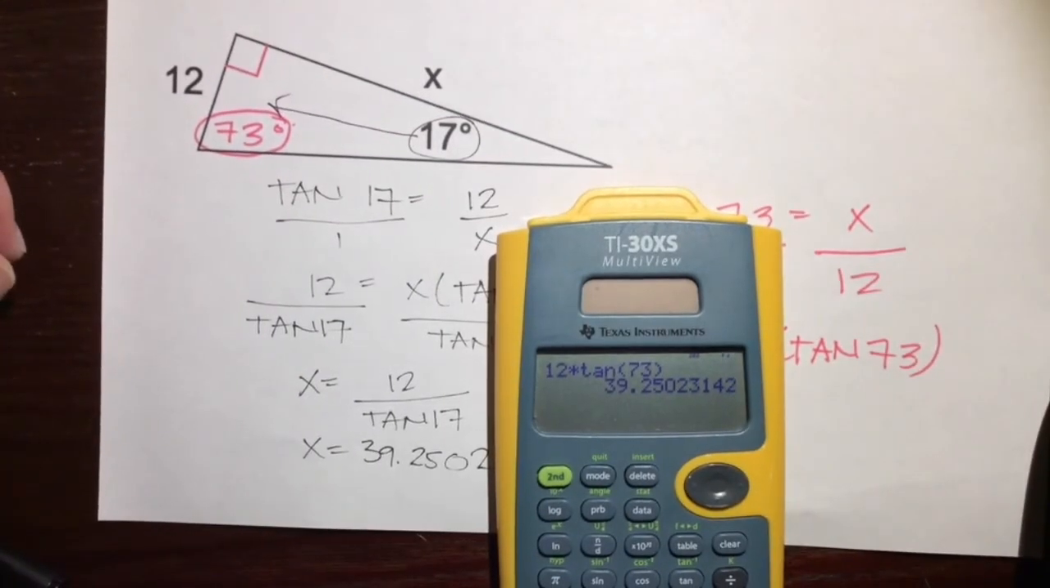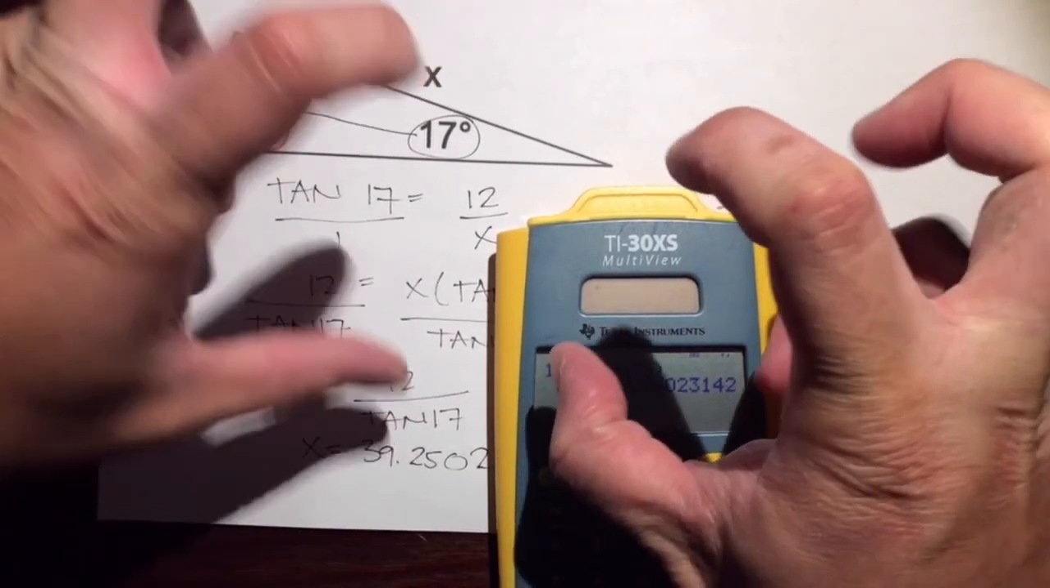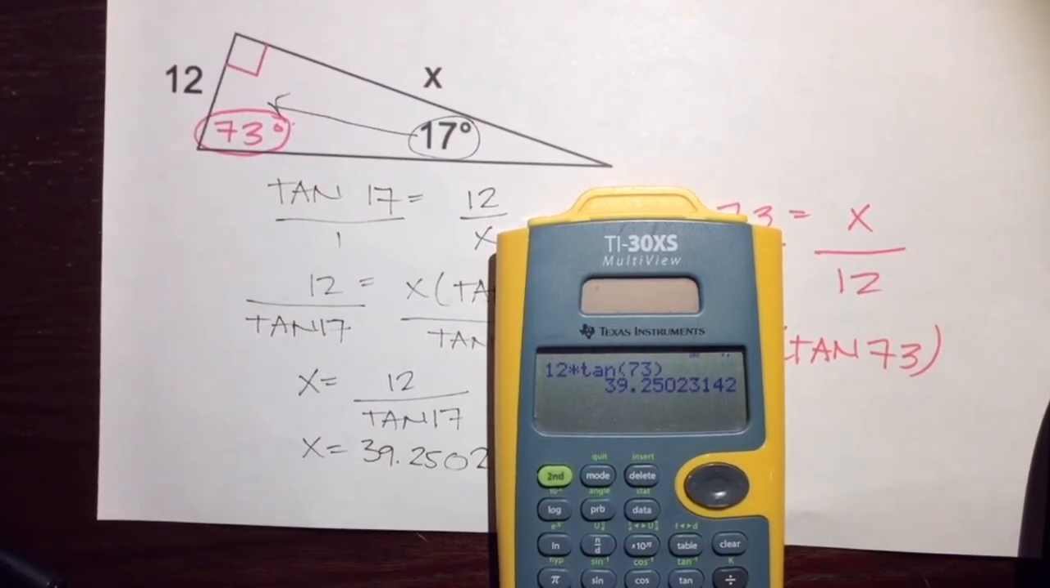So here's a hint on a test. If you want to really make sure that you got it correct, set up both proportions and make sure that both proportions get the exact same answer. All right, that's it. That is it on tangents. So hope that helps. Great job if you paid attention.